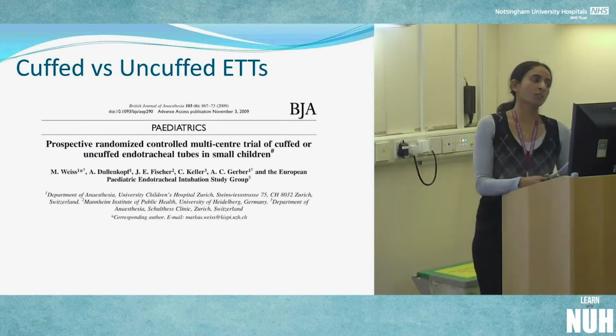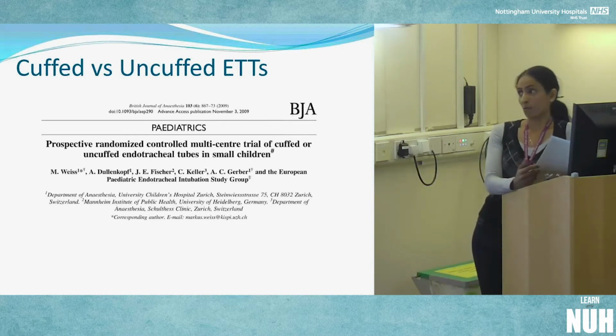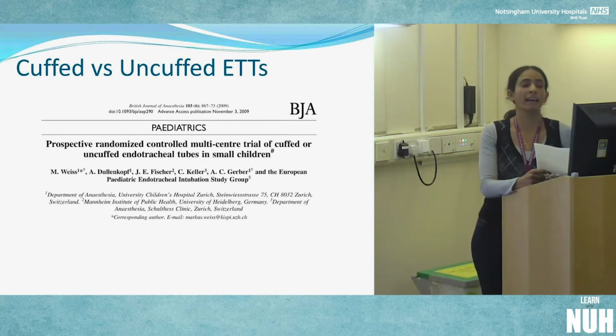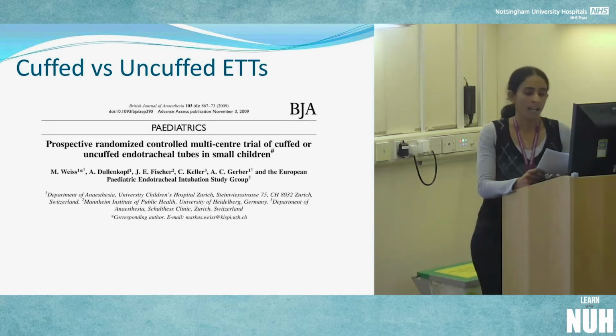The other question is, what sort of tube do you use, cuffed tube or an uncuffed one? This paper, now quite old, published in 2009, was a sort of landmark paper on cuffed tubes in children, which basically said that a cuffed tube in small children provides reliable sealing of the airway at cuff pressures less than 20 centimeters of water, which is considered safe in kids. It reduces the number of tracheal tube changes, which you would otherwise do with uncuffed tubes, and it doesn't increase the incidence of post-extubation stridor.